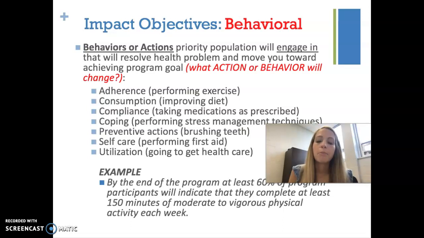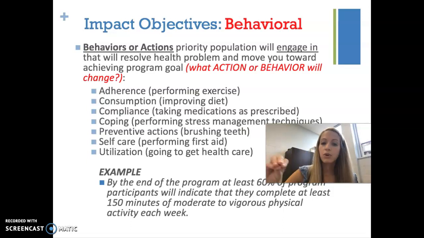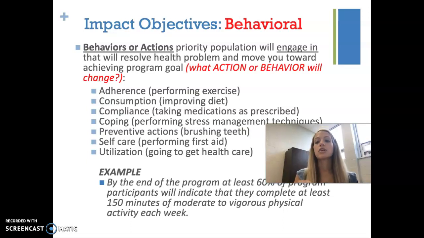So an example, by the end of the program, at least 60% of program participants will indicate that they complete at least 150 minutes of moderate to vigorous physical activity each week. So they are actually acting, they are doing the behavior of physical activity, right? And we're able to measure that by saying that 60% of the participants, right, that's the who, of the participants are actually completing this many minutes. Maybe they're logging it or tracking it in an app, and you're able to actually look at that data to say yes or no that they are actually meeting this goal, this objective, for their behavior or their action item.